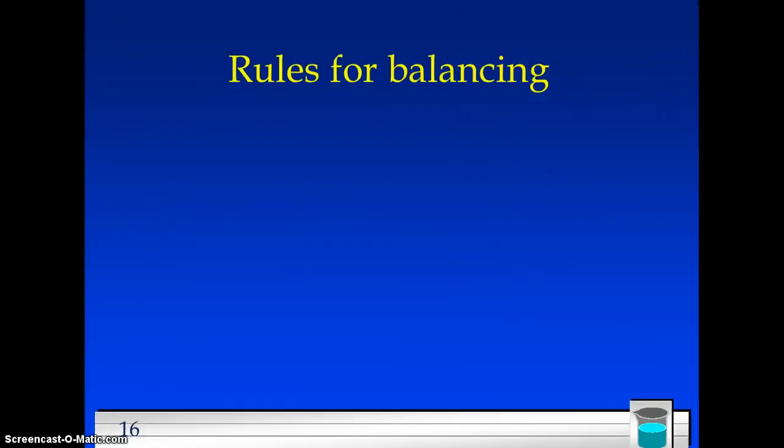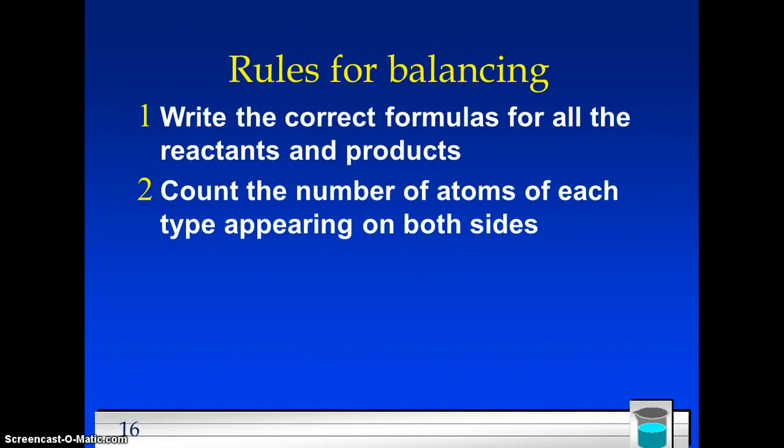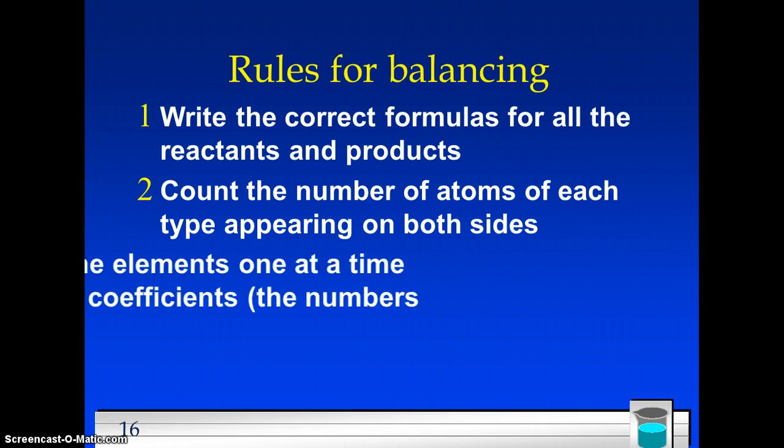So let's go over some rules for balancing our equations. Number one, we have to write the correct formulas for all our reactants and products. Sometimes I might give you the formula, and sometimes I might give you the reaction in words. So this is where our naming rules come into play, the thing we just got done doing. Yes, we still have to know those polyatomics, so don't forget those. Number two, we're going to count the number of atoms of each type appearing on both sides. We've done this before. We've looked at compounds and counted the number of atoms on both sides.